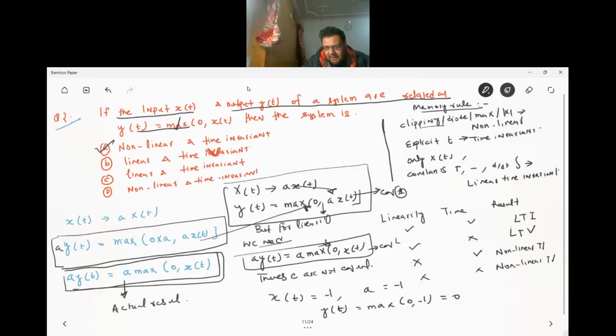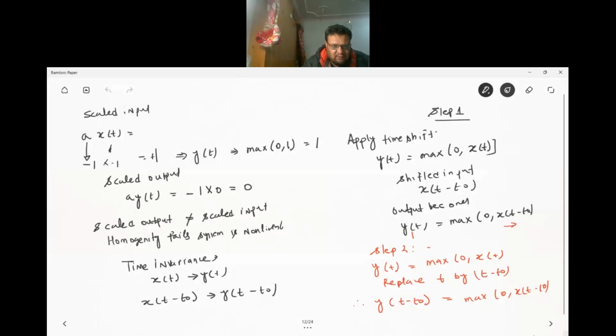So the memory rule is basically that clipping, diode, max function, or any function with x in the parentheses, if you have a function like this with no explicit t, then it is time invariant, and only functions like this are linear time invariant systems. Now what you have to analyze here is its time variance or invariance.